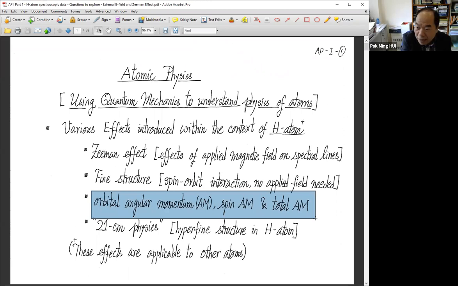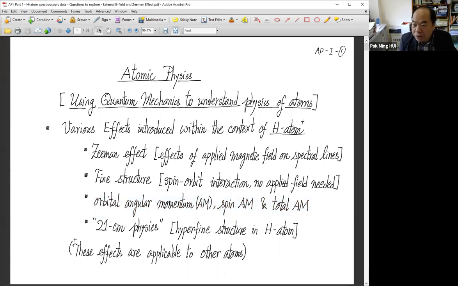Have you done anything about total angular momentum last term? Something called J. I looked at the notes yesterday. I didn't find it, but I don't know whether in lectures you have that. Don't worry, we have to introduce that. Therefore, we will have some general discussion on angular momentum in quantum mechanics.